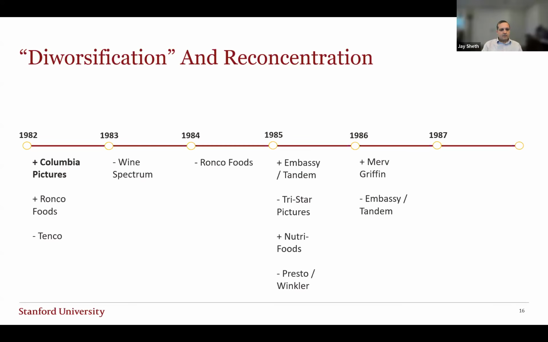In '86, they bought Merv Griffin, so that's the producer of game shows like Jeopardy and Wheel of Fortune, and they spun off Embassy and Tandem. And then in '87, they finally spun off Columbia Pictures. They merged it with TriStar, and basically that housed the entertainment business, the movies and the TV that Coca-Cola once had.